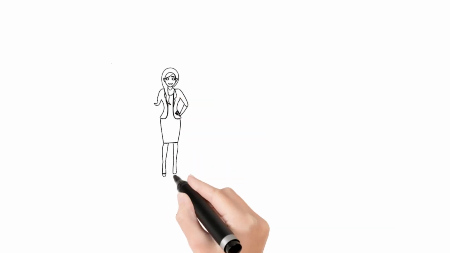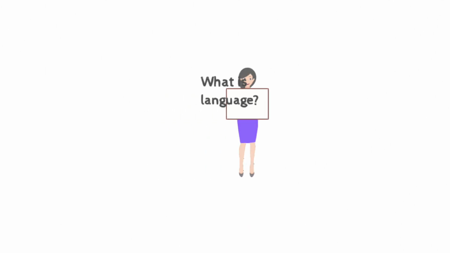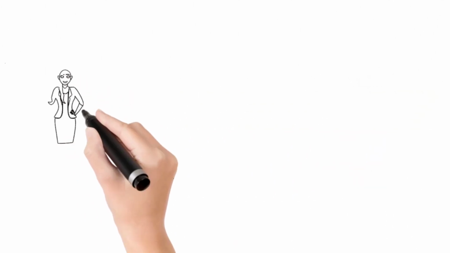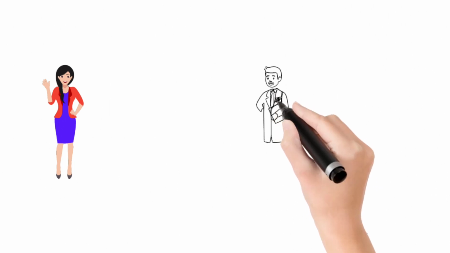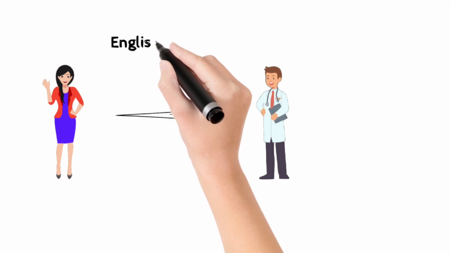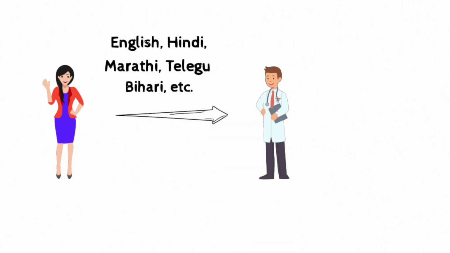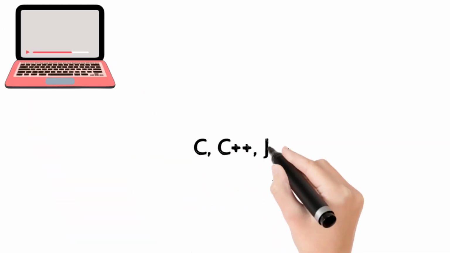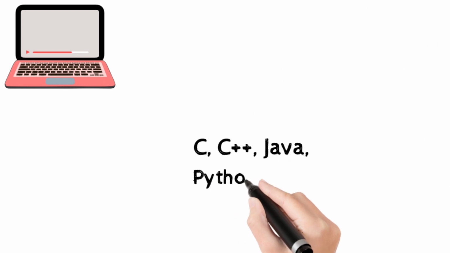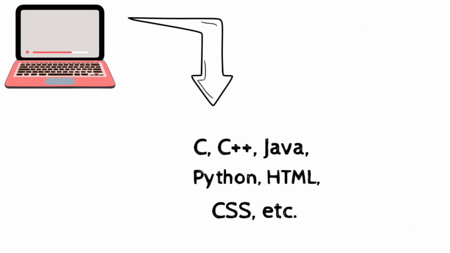Further, we will see what a language is. Now, language is the medium of communication. For example, there are many languages which we use in our day-to-day life, such as English, Hindi, Marathi, Telugu, Tamil, Bihari, etc. The languages which we use in our day-to-day life are used to communicate with humans, whereas programming languages are used to communicate with machines. Some examples of programming languages are C, C++, Java, Python, HTML, CSS, etc.